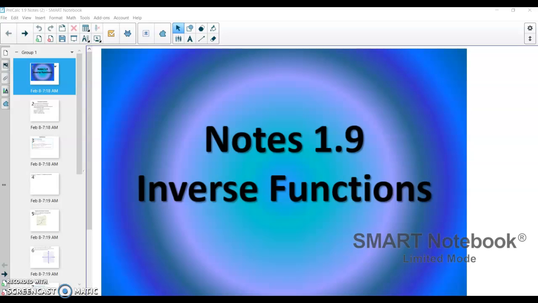All right, here are the notes for lesson 1.9, focusing on inverse functions. As always, I have the written notes posted, so I'm going to skip through some of the definitions and note-taking parts and just do examples.